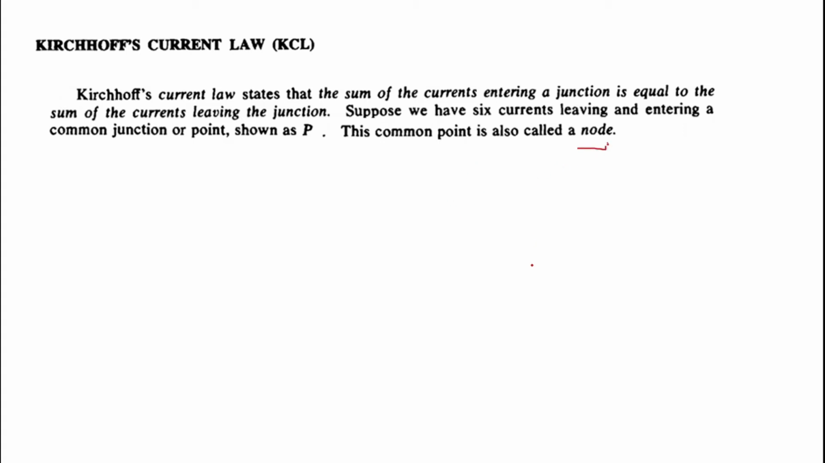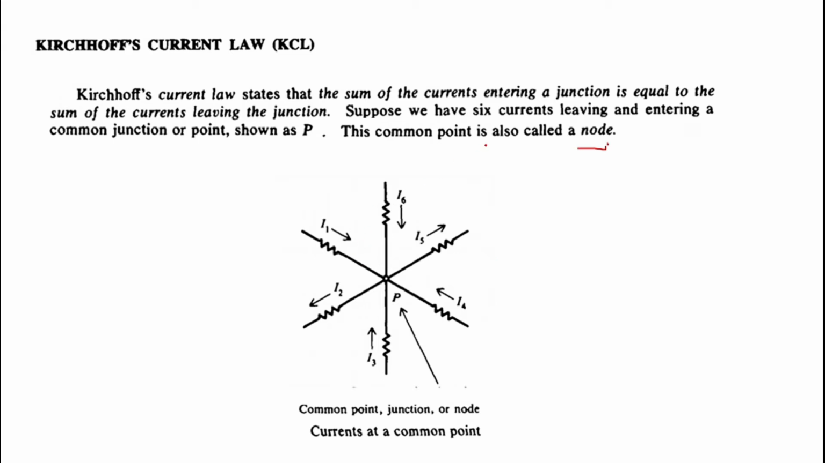Okay? Now, for example, we have 6 currents entering and leaving the junction. For this junction, this is it. So what we call that is a junction or node. Now, for this example illustration for the KCL, or Kirchhoff's current law, I1 is entering the junction. Entering the junction is positive. So, I1 is positive and then leaving the junction is negative.